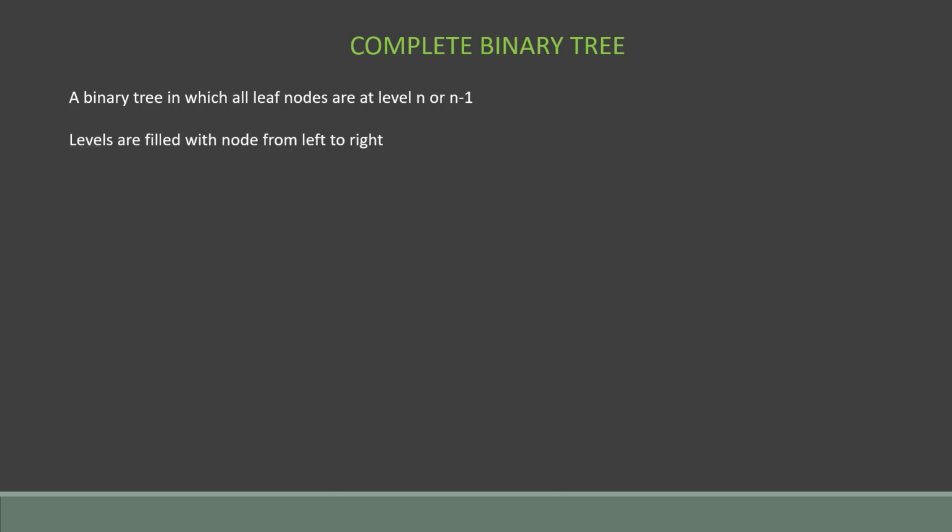Let's see what is a complete binary tree. A binary tree in which all the leaf nodes are at level n or n minus 1, and the levels are filled with nodes from left to right. So this is an example of a complete binary tree, where we can see that the root, which is A, is at level 0, nodes B and D are at level 1, and nodes E, F, H and I are at level 2. So we can see that all the leaf nodes are at level n or n minus 1.